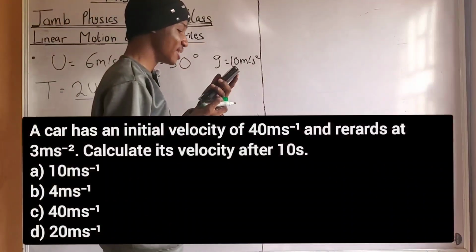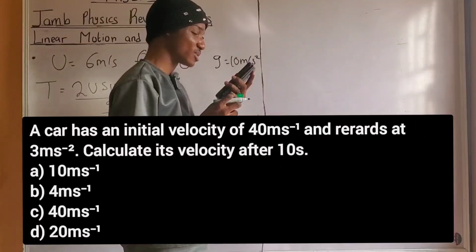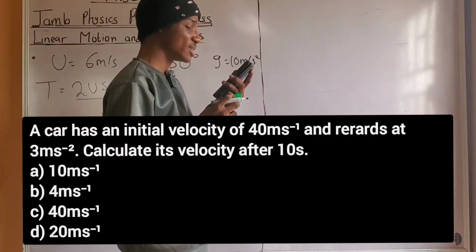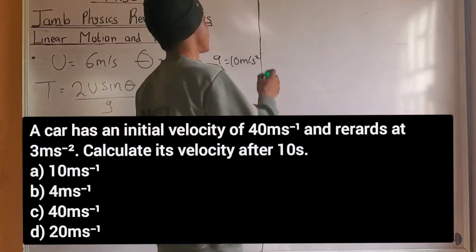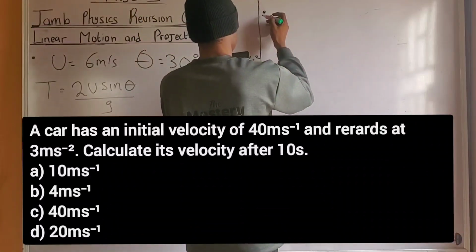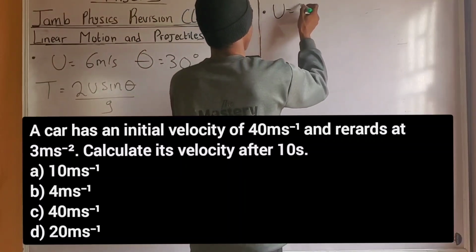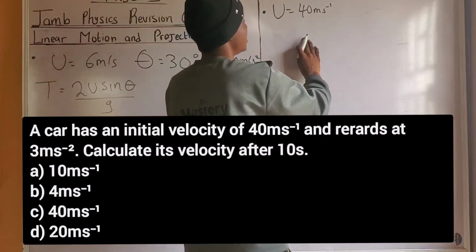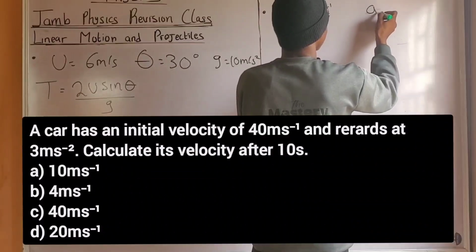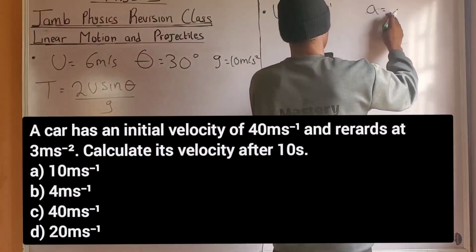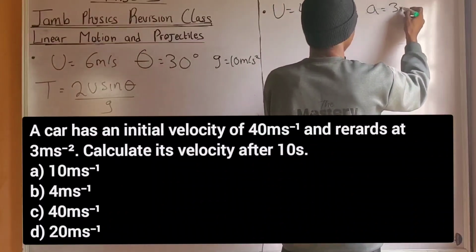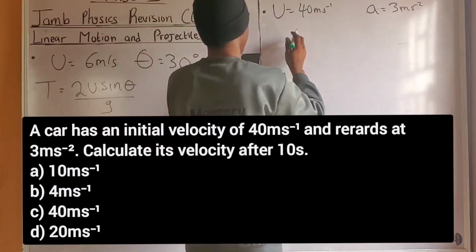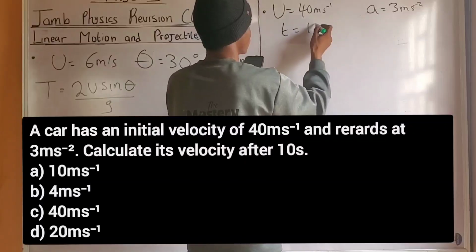A car has an initial velocity of 40 meters per second and retards at 3 meters per second squared. Calculate its velocity after 10 seconds. Okay. From the question, we are given that the car has u as 40 meters per second. And the retardation, which is negative acceleration, is equal to 3 meters per second squared. We are asked to calculate the velocity after 10 seconds. t equals 10 seconds.